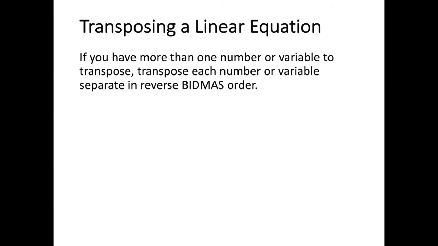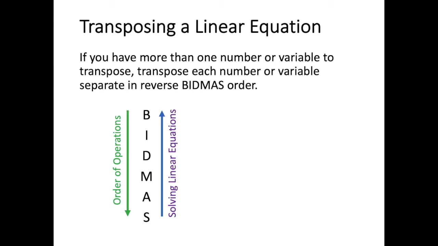So if you have more than one number or one variable that you need to transpose, you transpose each number or variable one at a time, and you do it in reverse BIDMAS order. So we all remember BIDMAS from when we were in primary school. That told us our order of operations, that first we do brackets, then we do indices, division, multiplication, adding and subtracting. But when we are transposing a linear equation, we do the reverse order.